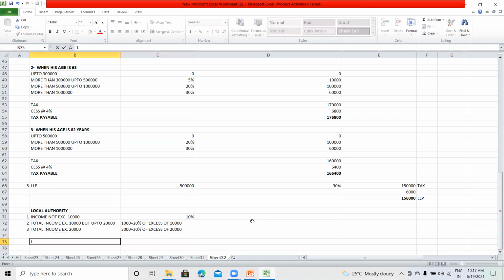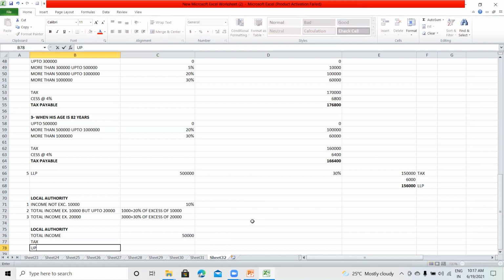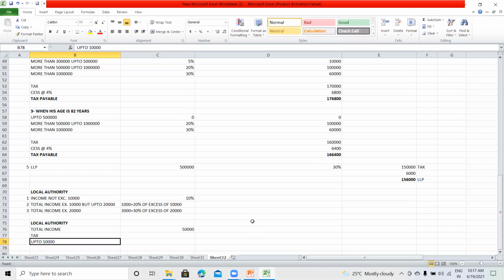For example, there is a local authority and the total income is 50,000. Then the tax will be, up to 10,000 income, it will be 10%. Means 10% of 10,000, into 10%, 1,000 rupees.